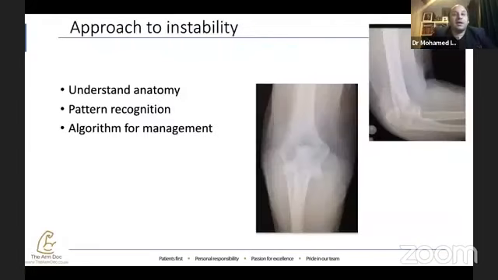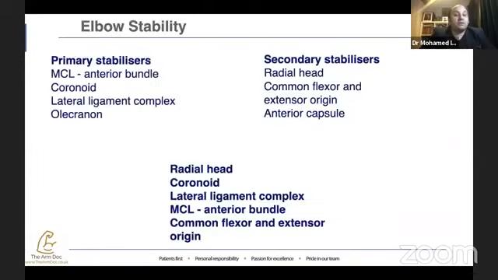So basically, elbow stability is a function of osseous and ligamentous constraints, as well as musculotendinous control. In order to manage these types of injuries properly, you have to understand the anatomy, recognize the pattern of the injury, and have an algorithm for management. While we often think of static and dynamic restraints, O'Driscoll from Mayo Clinic has described the fortress of stability, which considers both dynamic and static restraints as primary and secondary stabilizers. Primary restraints are mentioned here, secondary restraints here.